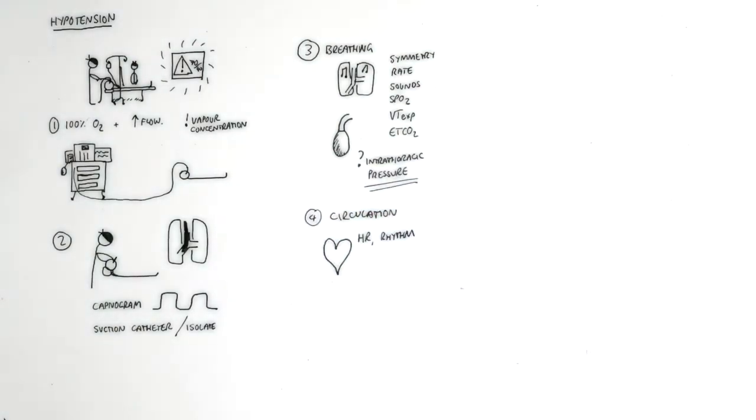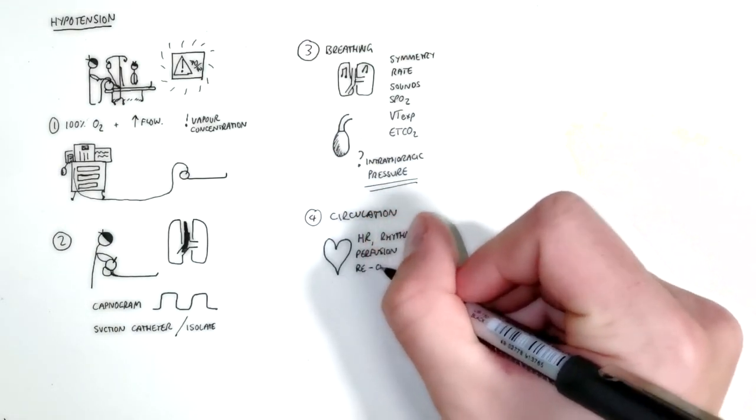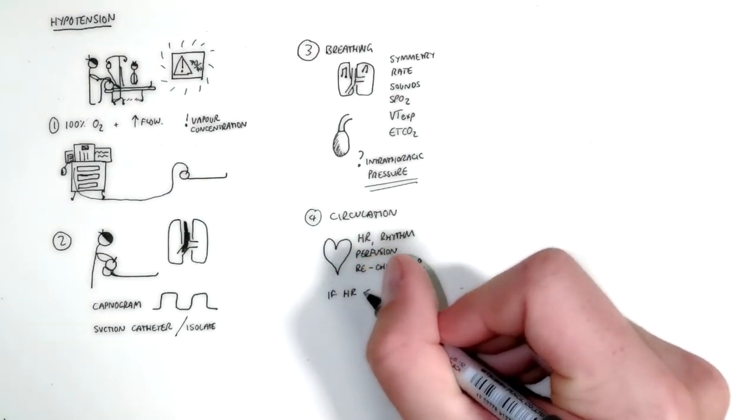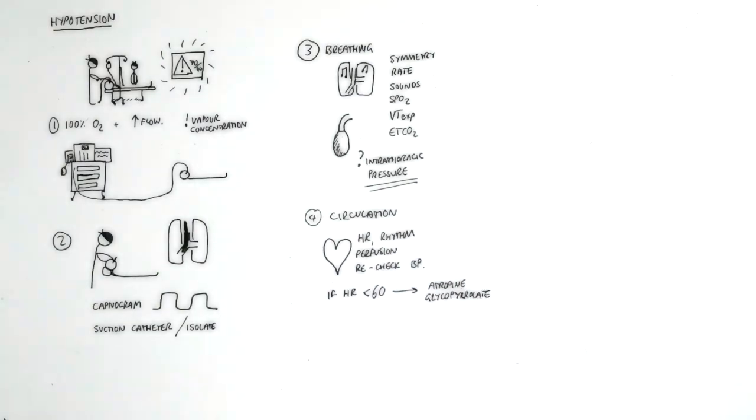A sudden change in the heart rate or rhythm, such as in the case of fast atrial fibrillation or SVT, may be the primary cause of the low blood pressure, while a sinus tachycardia is likely to be a compensatory reflex for a low blood pressure caused by something else.